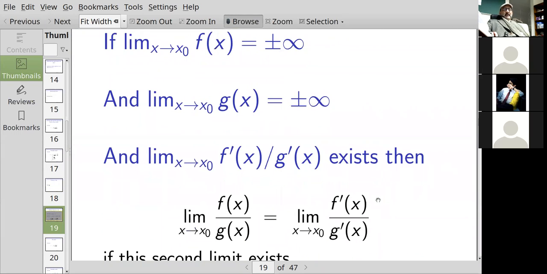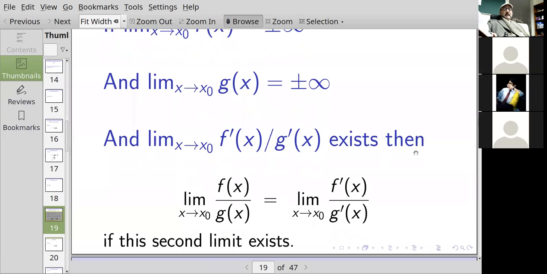So the rule is that as x goes to x naught, f of x, let's suppose that would go to plus or minus infinity if you naively plugged in x equals x naught. g of x is the same. If you naively plugged in x equal to x naught, g of x would go to infinity. Now you're concerned with the limit as x goes to x naught of f of x over g of x. It could be positive infinity or negative infinity. It doesn't matter. You can replace that by the limit as x goes to x naught of the derivative of f over the derivative of g, again, provided that the second limit exists.